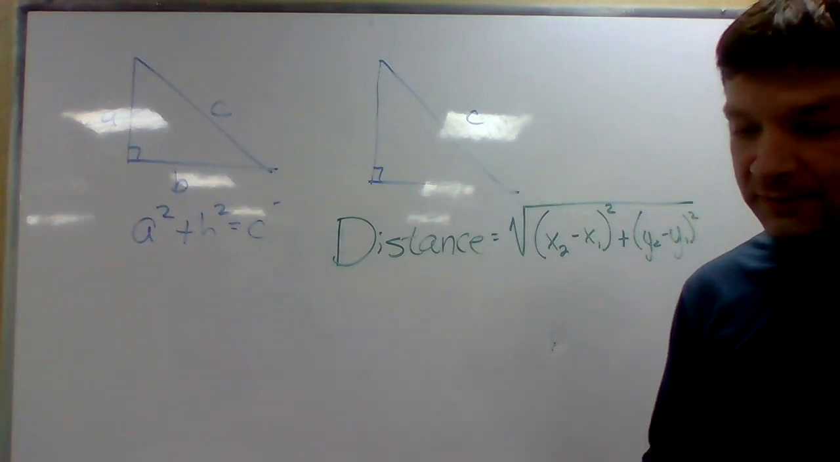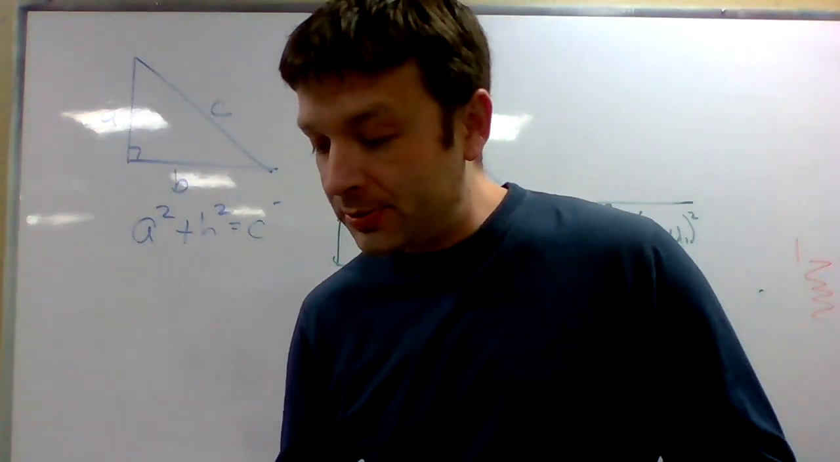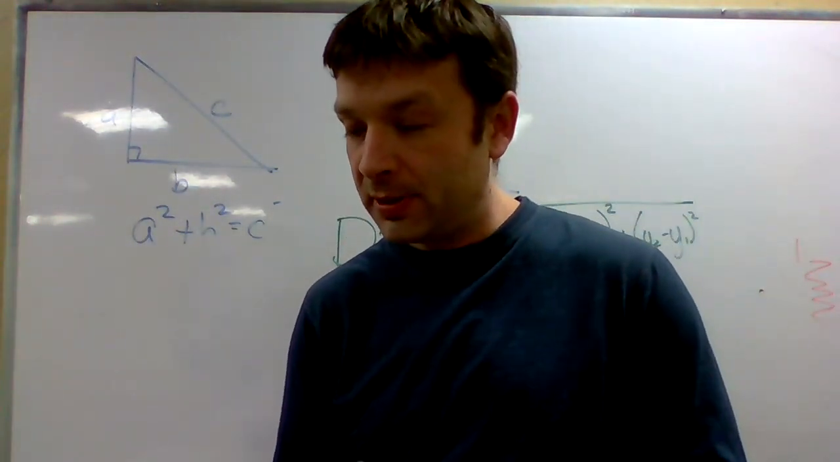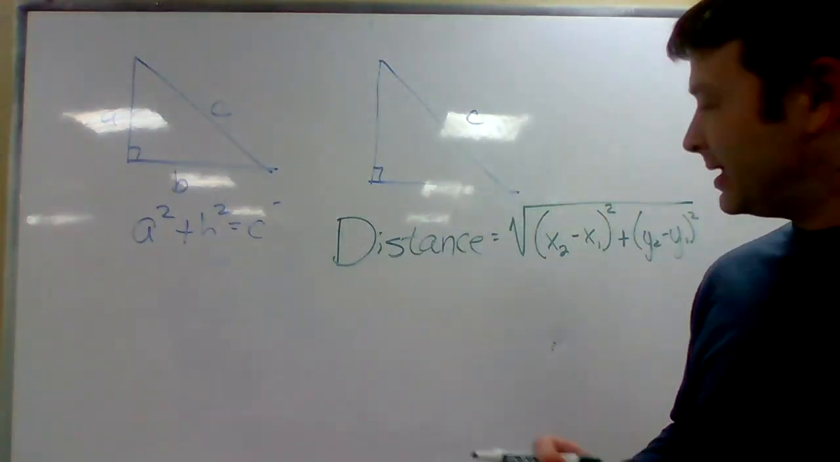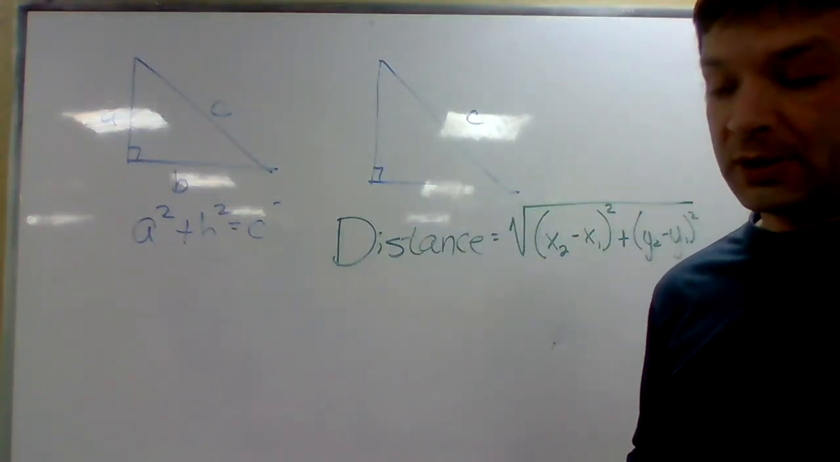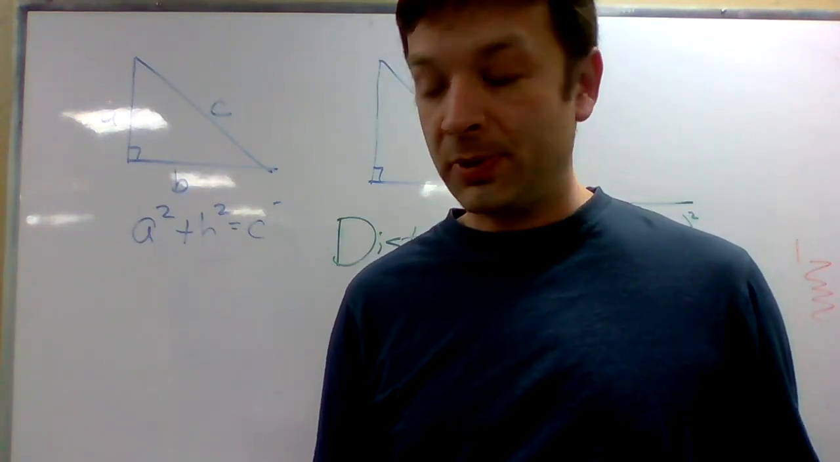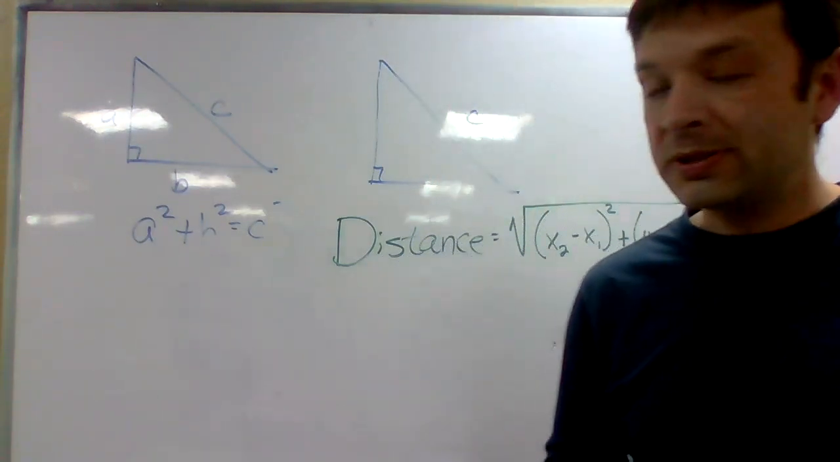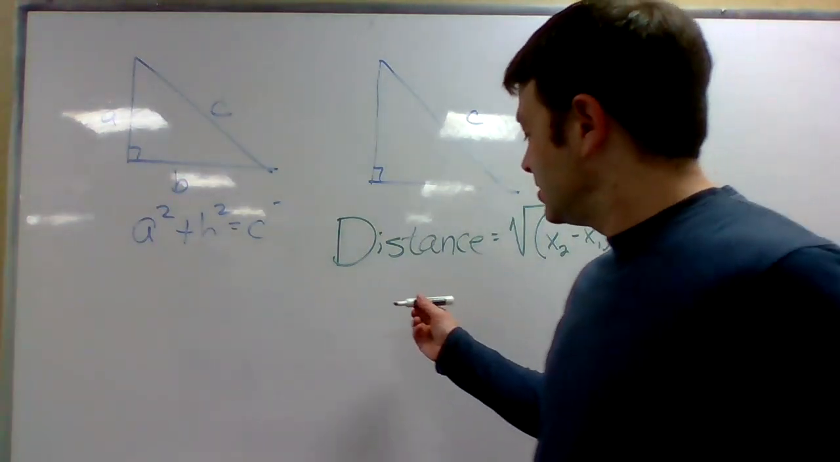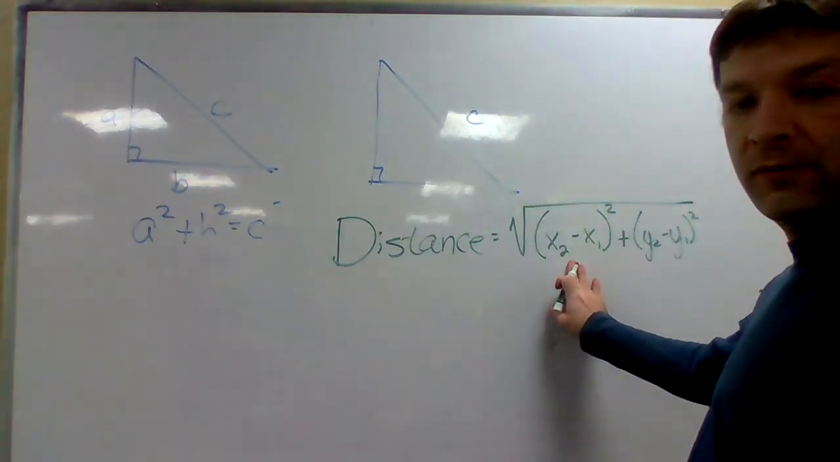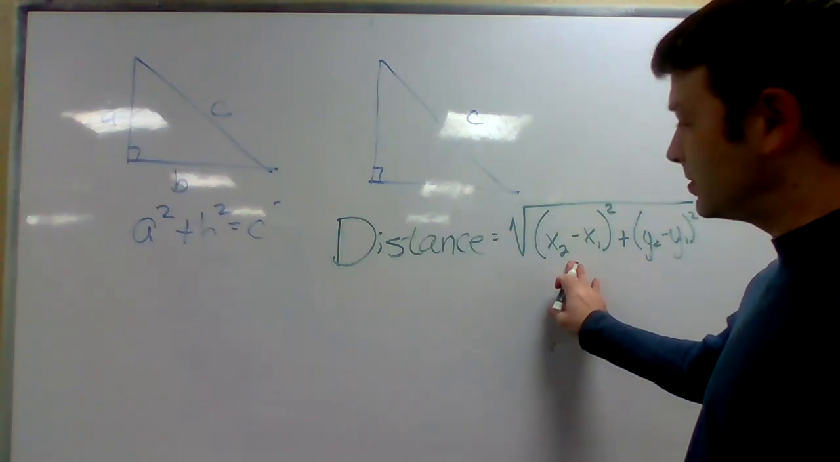Anyway, so let's plug it in for number 21. It says 3, 4, and 0, 0. So the x values are what I want first, the first numbers in the ordered pair. So 3 is the first number in the first set of parentheses, and 0 is the first number in the second set. So those are going to go in for my x values.